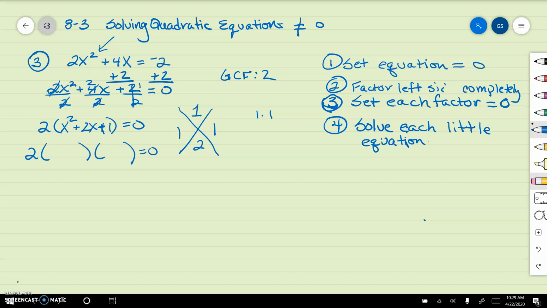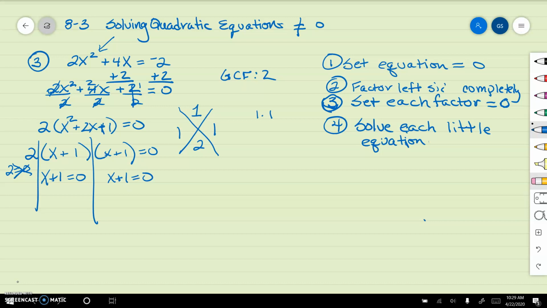And then I am going to double bubble, and I'm going to have x plus 1, x plus 1. We're going to set each factor equal to 0. We have 3 factors here. We have a 2. 2 equals 0. Well, does 2 equal 0? No, that's not a true statement. Therefore, there's no solution for that piece of this equation. But we have 2 more factors. We have x plus 1, which we can set equal to 0, and we have x plus 1, which we could set equal to 0.